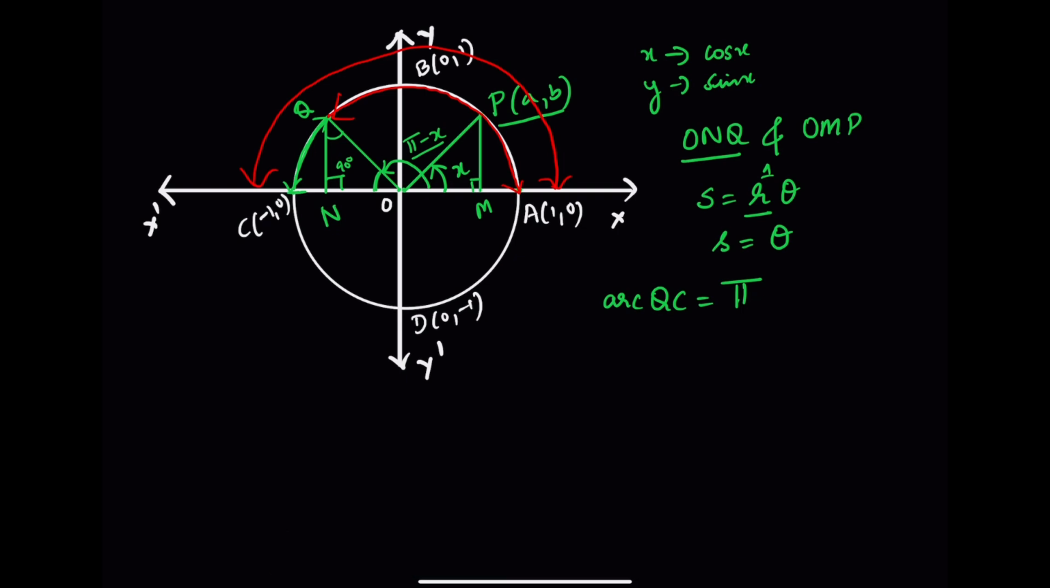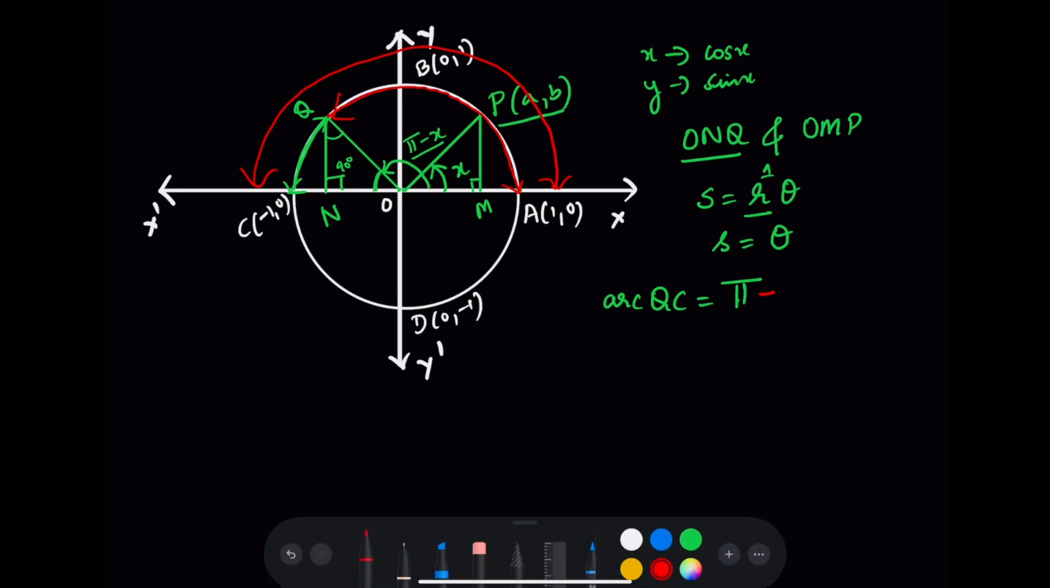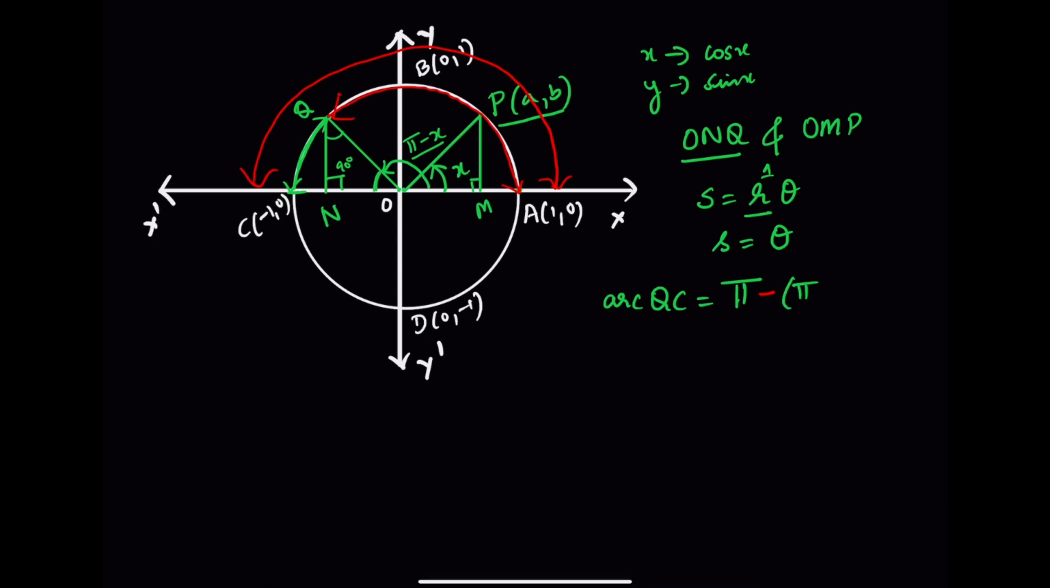So what is AQ now? AQ is pi minus x. That's the angle formed by arc AQ. So arc QC is equal to x, which is also equal to the angle QOC. So this is also x. Now if you notice, there are two angles which are 90 degrees, and there is x formed here as well. There are two angles equal, and the hypotenuse is also equal, which is 1 unit.